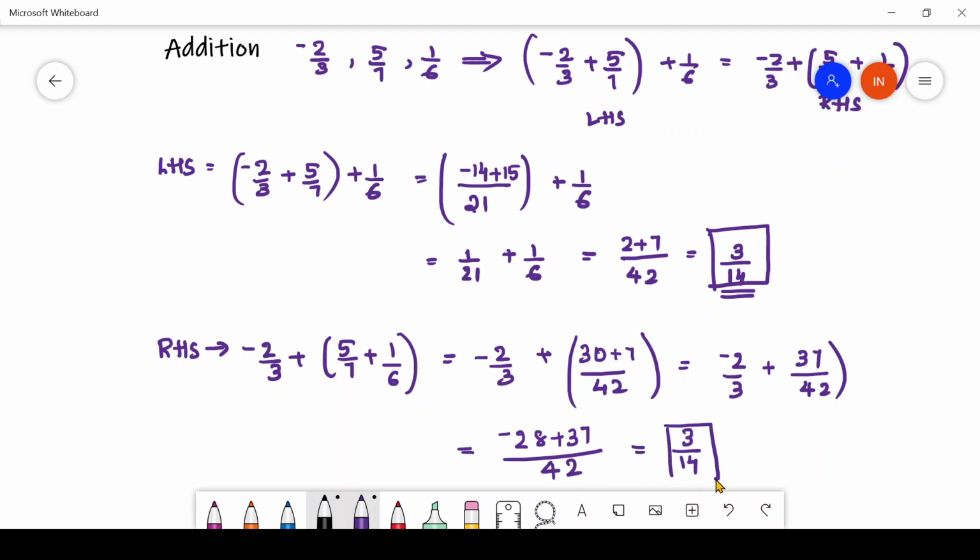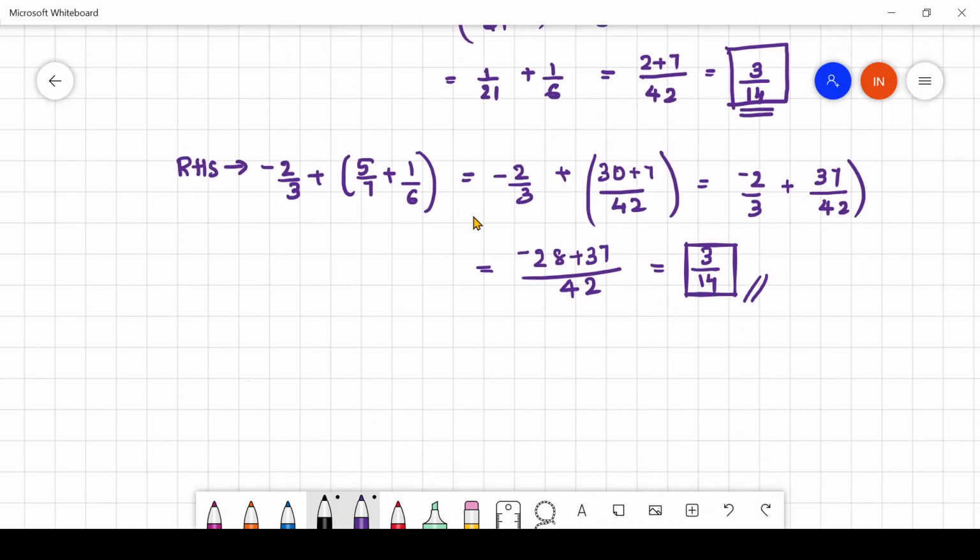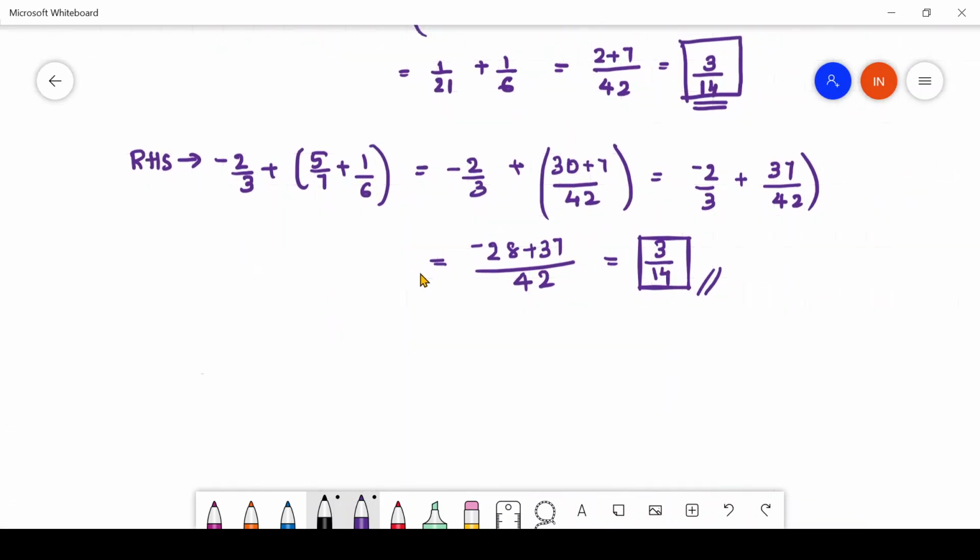So what are the LHS and RHS we got? Both are 3 by 14. So what can we conclude from this? From this we can conclude that addition is associative for rational numbers. Yes. So let us see one more example based on this.